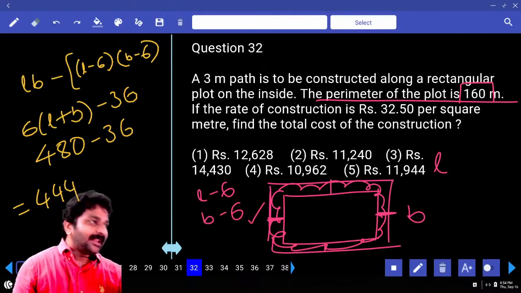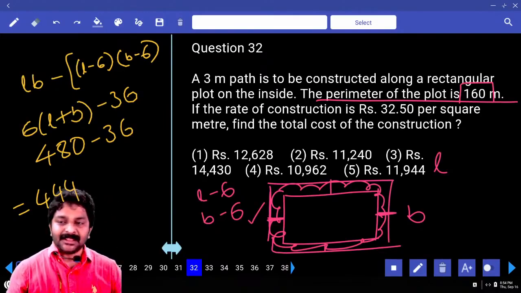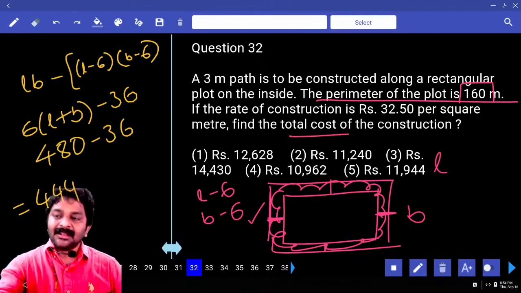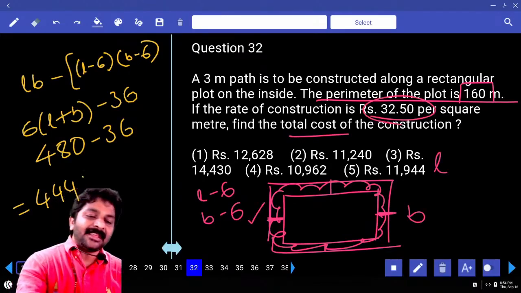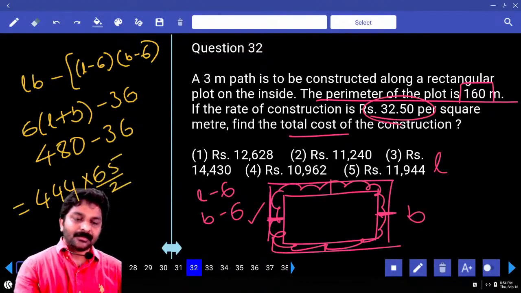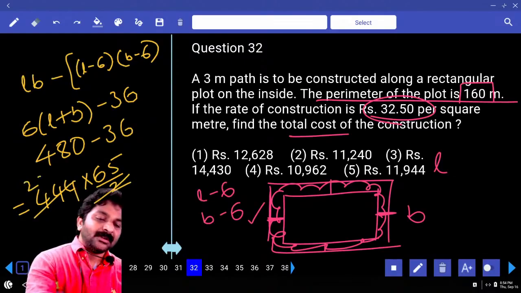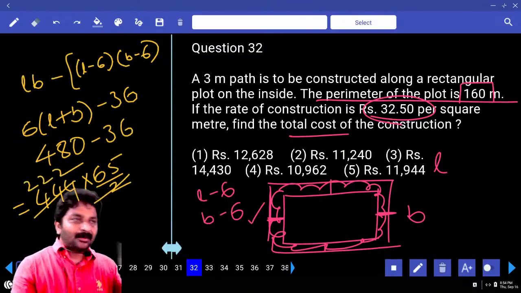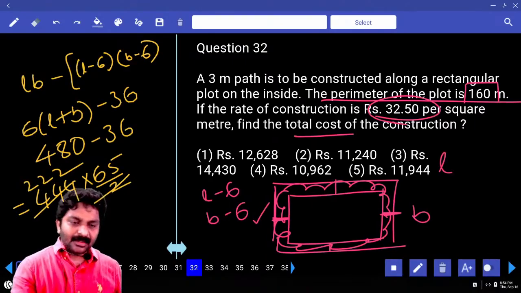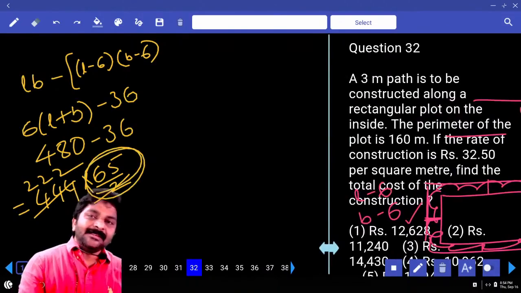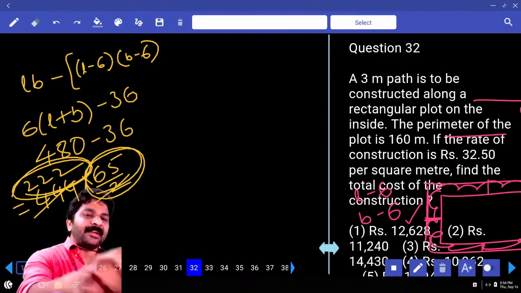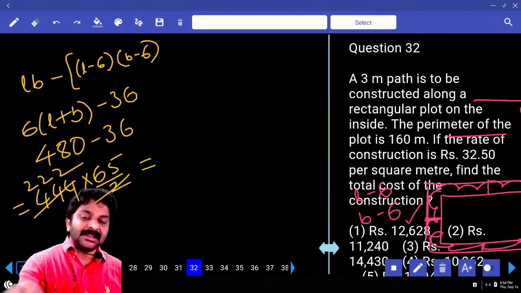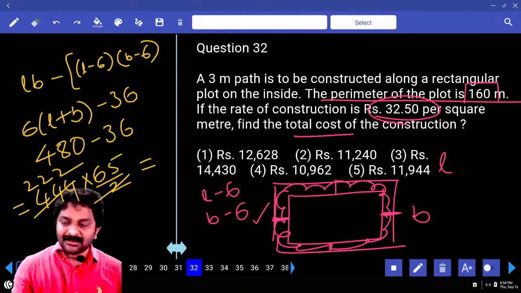This is the path area. But you are not asked to calculate the path area. You are asked to calculate the cost. Cost per square meter is 32.5. Can we write it as 65 divided by 2? Right. 2 how many times? 222 times. I don't want to multiply everything. There is a 5 multiplier, and there is an even number also here. 2 into 5 will give you 0. So your answer must end with 0 only.